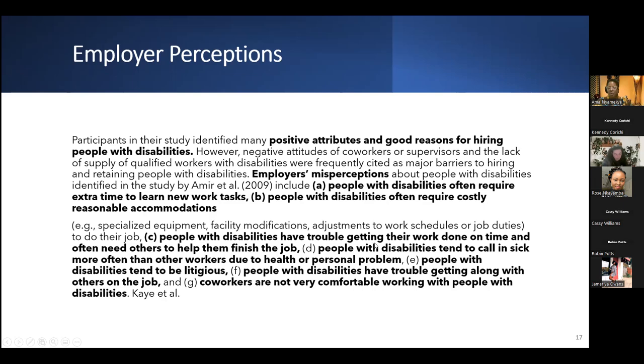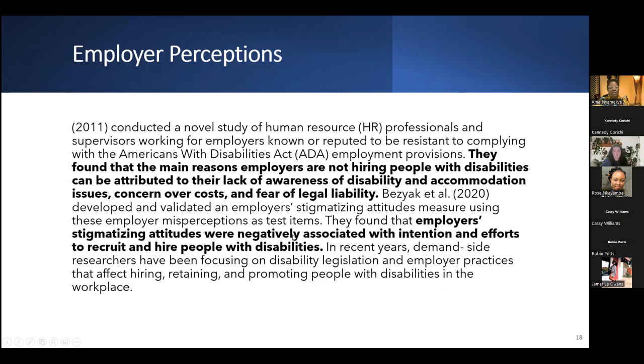That people with disabilities have trouble getting their work done on time and often need others to help them finish the job. And other perceptions are that people with disabilities tend to call in sick more often than other workers due to health or personal reasons, that they tend to be litigious, and that they have trouble getting along with others on the job. These are people who are not very comfortable with working with people with disabilities. So these are some more of their perceptions.